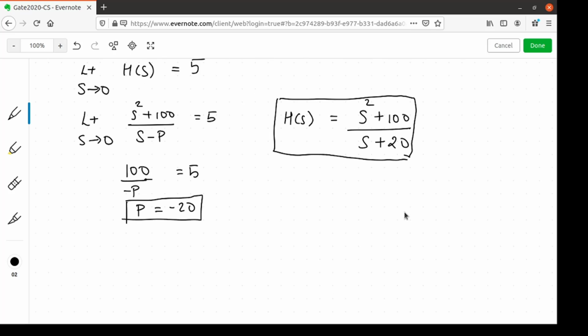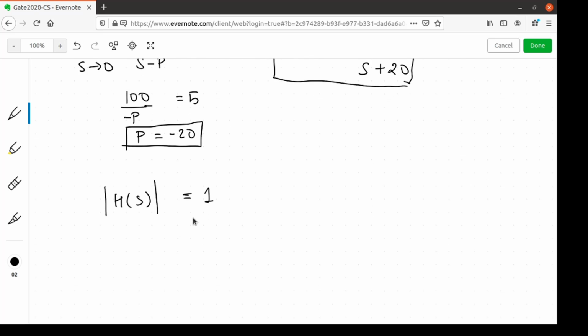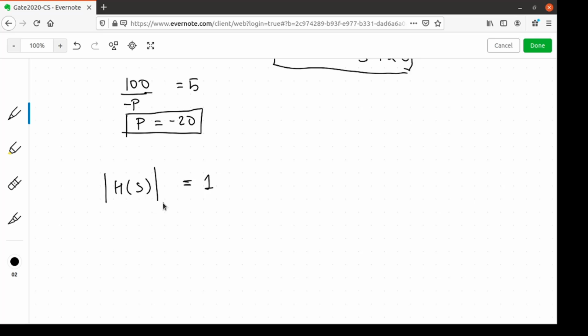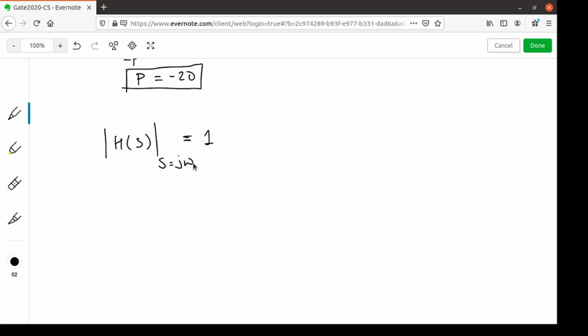Now we are asked to find the smallest positive frequency at which the system will have unity gain. So the magnitude of the system at unity gain has to be found. So we'll substitute s equals j omega. When we substitute s equals j omega, it will become the magnitude of ((j omega) squared plus 100) divided by (j omega plus 20) equals 1.